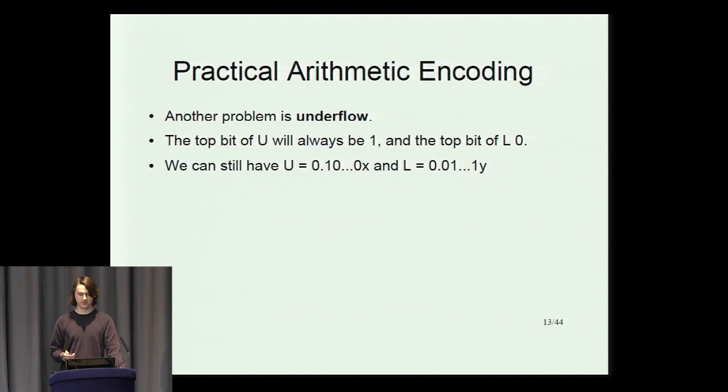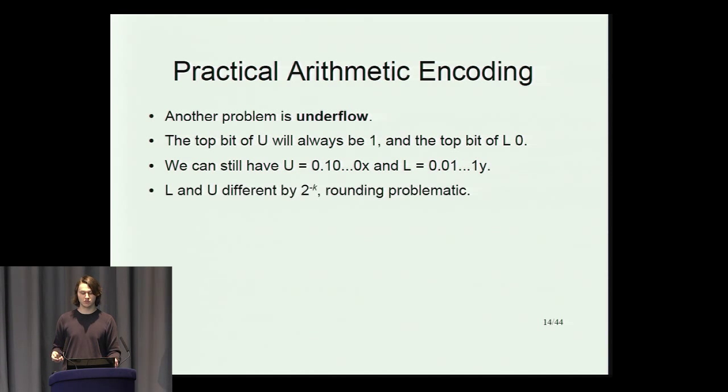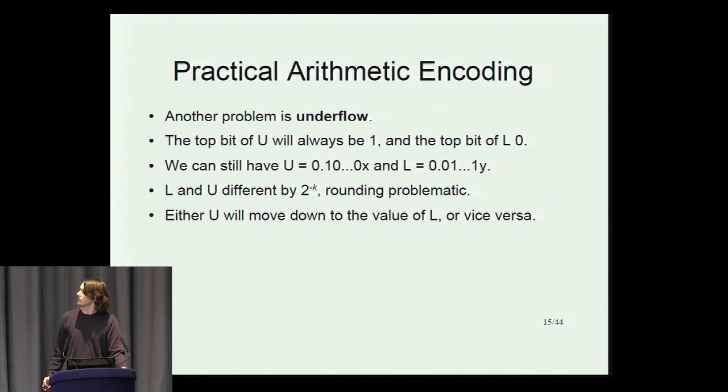So this leaves patterns looking like this. A 1 in the top bit of our upper bound, a 0 in the top bit of our lower bound, and then they get very, very close. There's lots of zeros in our upper bound and lots of 1s in our lower bound. As this goes on, they will approach to be as close as 2 to the minus k, where k is how many bits we have in our integer, which is a real problem. If ever they got this close, every time we performed an encoding step, we'd lose data. The solution is just to throw our bits away.